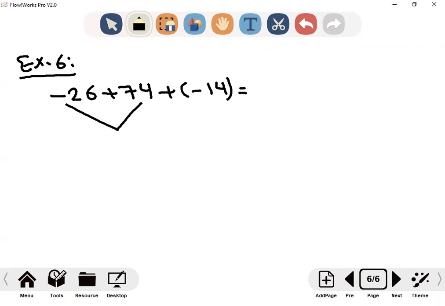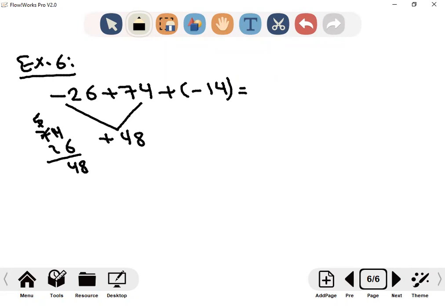Forget this number for now. Here, different or similar? Add or subtract? Subtract and put the bigger sign. What's the bigger sign? Plus or minus? Plus. Let's subtract them. 74, 26. 14, right? Sorry, 6. 14 minus 6, 8. 6 minus 2, 4. 48. Then we bring this beside it.